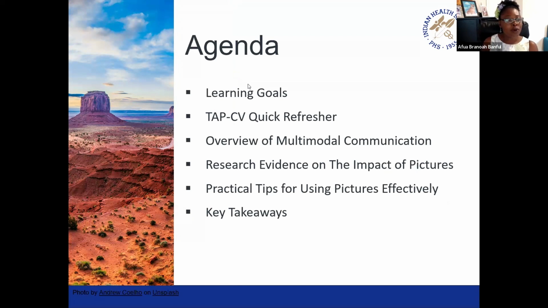Just quickly over the agenda, we will go through our learning goals, do a very quick TAP CV refresher, and then we'll do an overview of what is meant by multimodal communication. We'll touch it very lightly because we want to focus today on pictures, right? And then we will do what I call the meat of the session today. And I'm really excited to share this because you probably have an innate feeling that pictures are good, but it's good to have the research evidence that you can have for yourself and share with others on the impact of pictures. And then we'll do the practical tips for actually using pictures once we know that they're important, and then doing some key takeaways.